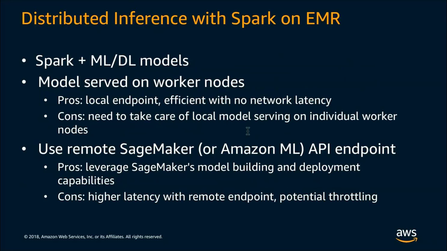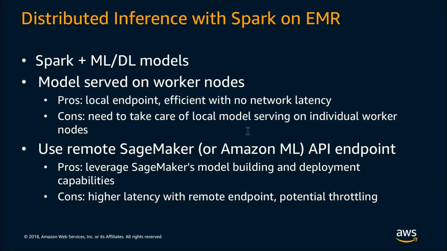We can do distributed inferencing using Spark with machine learning and deep learning models. The models can be served on worker nodes. The pros of serving models on local worker nodes is that the endpoints are local and it's more efficient with no network latencies. The cons are that we need to take care of local model serving on individual worker nodes.